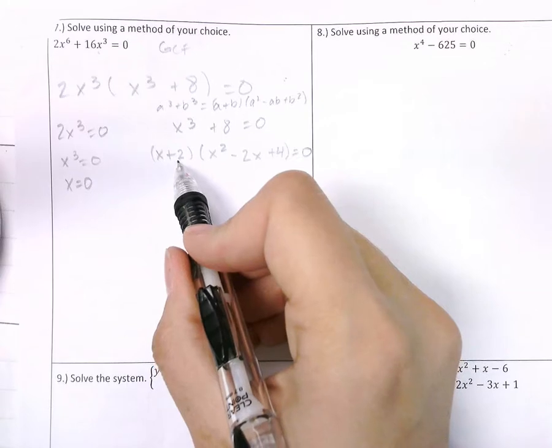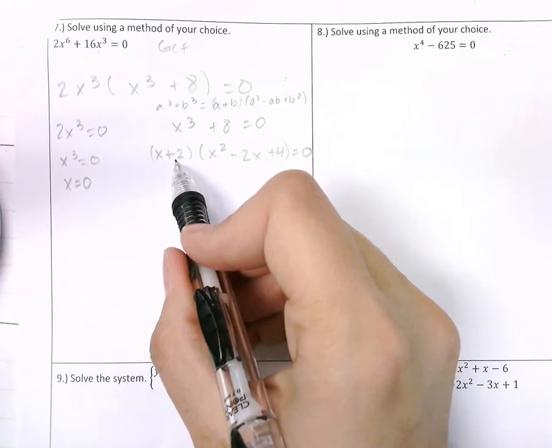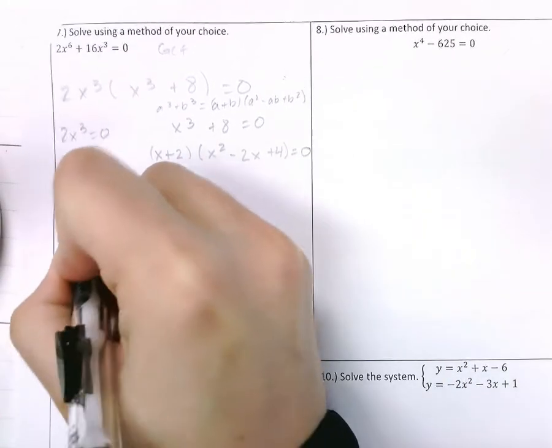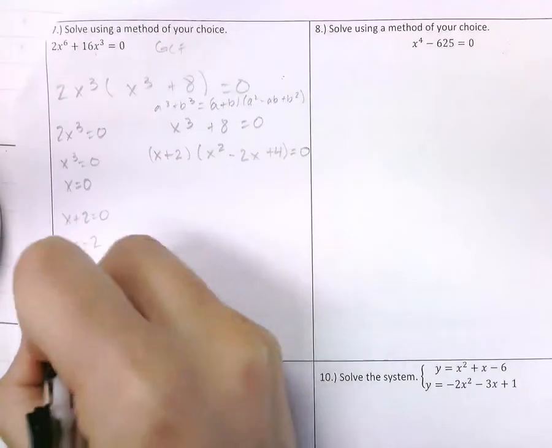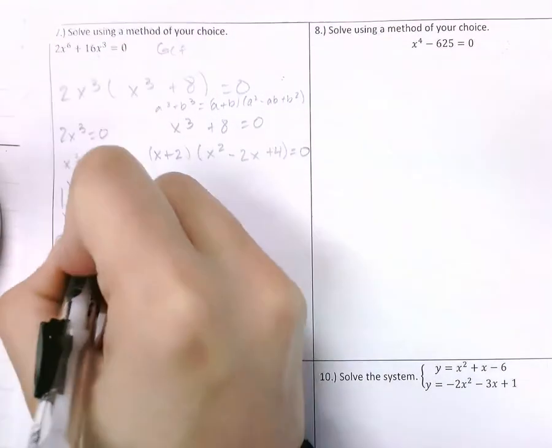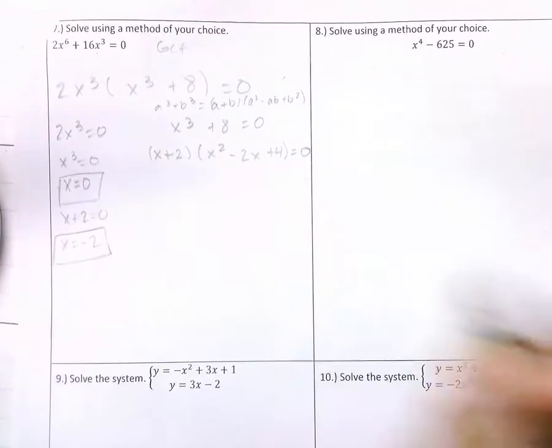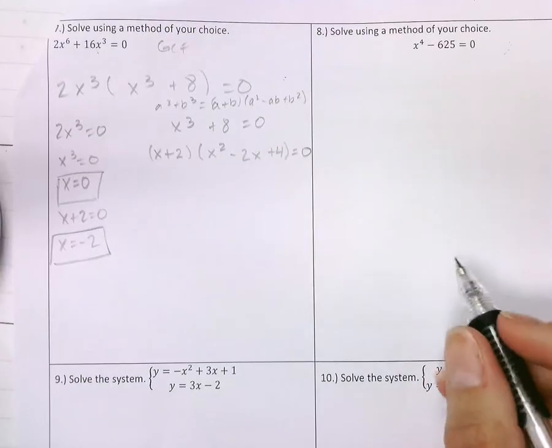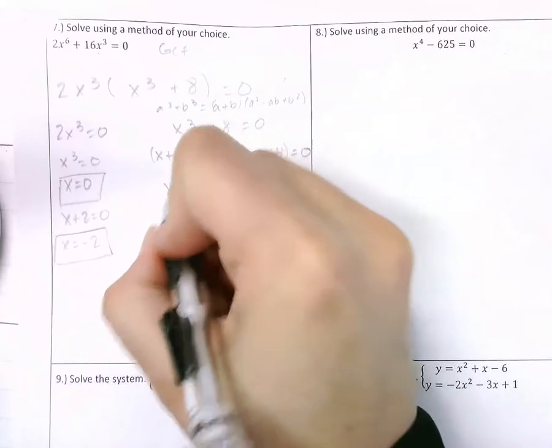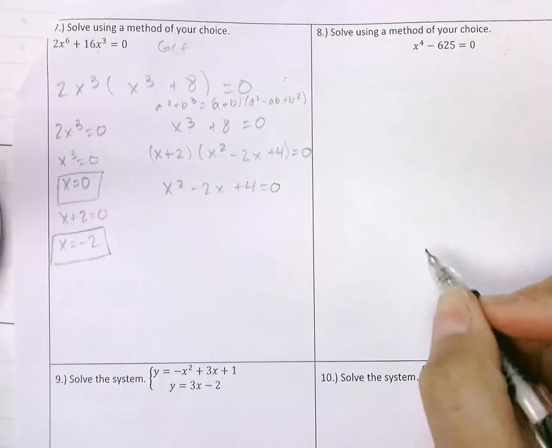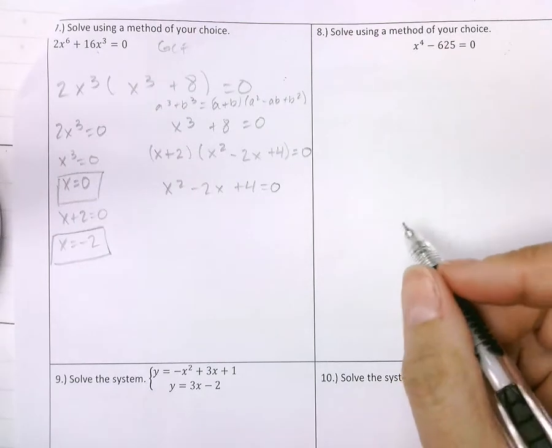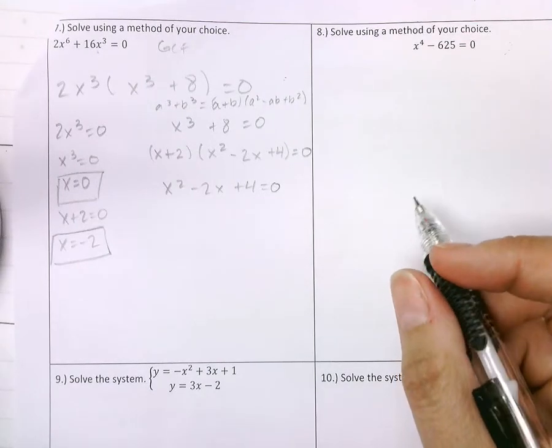The first little binomial, you're going to set it equal to 0, and you're going to get one real solution. The other one you solve either using the quadratic formula or completing the square, because it's going to give you two imaginary solutions.